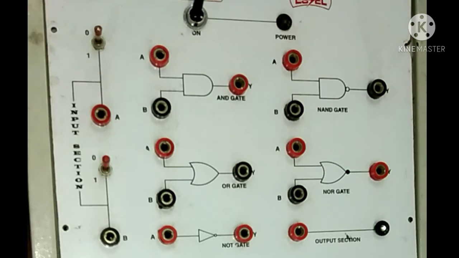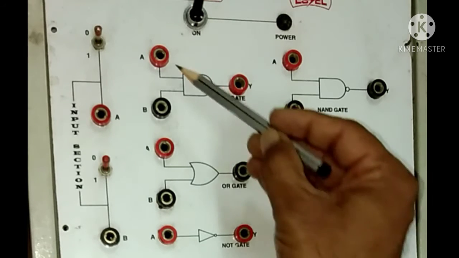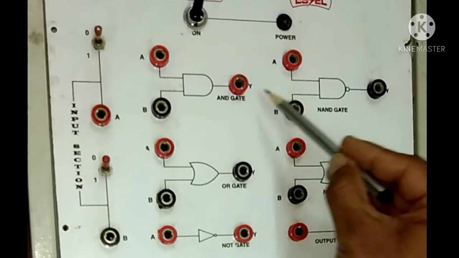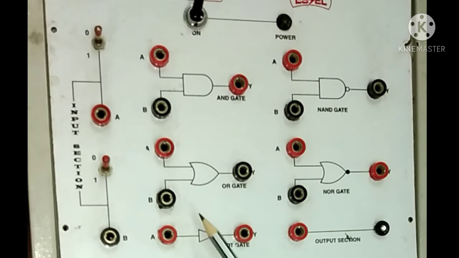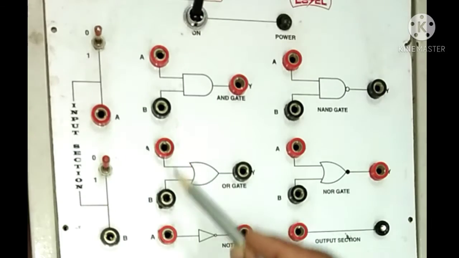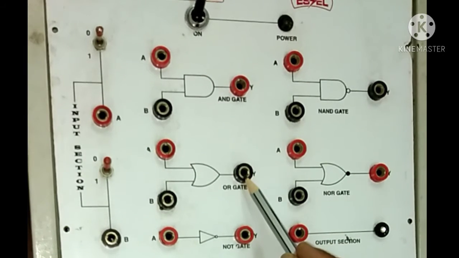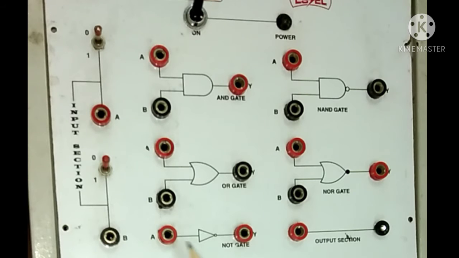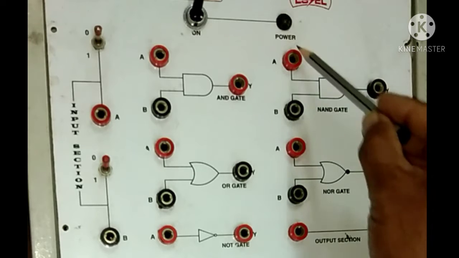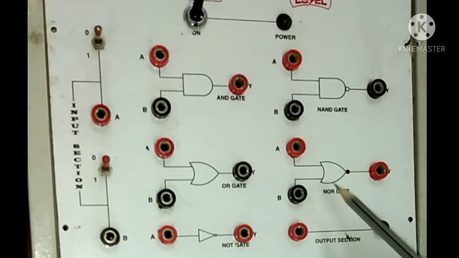Right? And again, we know that there are two inputs to the AND gate and only one output. Similarly for the OR gate, there are two inputs and one output, but for the NOT gate, only one input and one output. Right? Similarly for the NAND and NOR gates. For the NAND gate, there are two inputs and one output. For the NOR gate, two inputs and one output. Right? Now we want to verify this truth table.